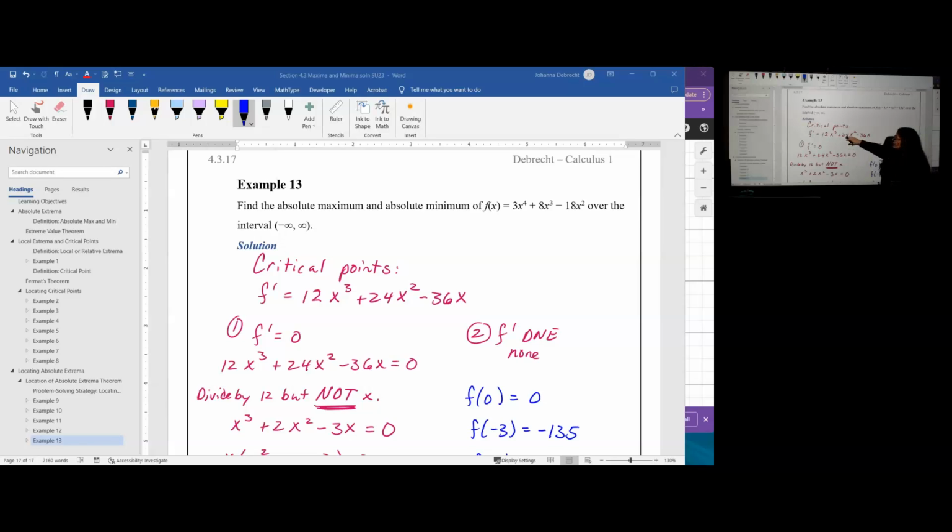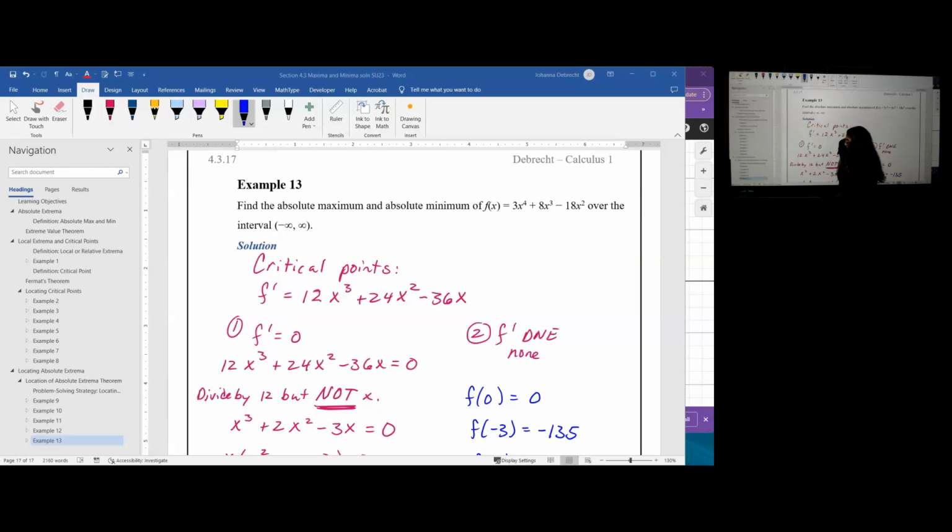We find the critical points by finding the derivative and setting it equal to 0. The derivative is a polynomial, so it's always defined. Notice that in the next step, I divided by 12, but not by x. You must not divide by the variable or you will lose a critical point. X in the original problem is allowed to be 0. When you divide by x, you're saying x can't be 0, but that's not true. It can. Make sure not to divide by the variable.